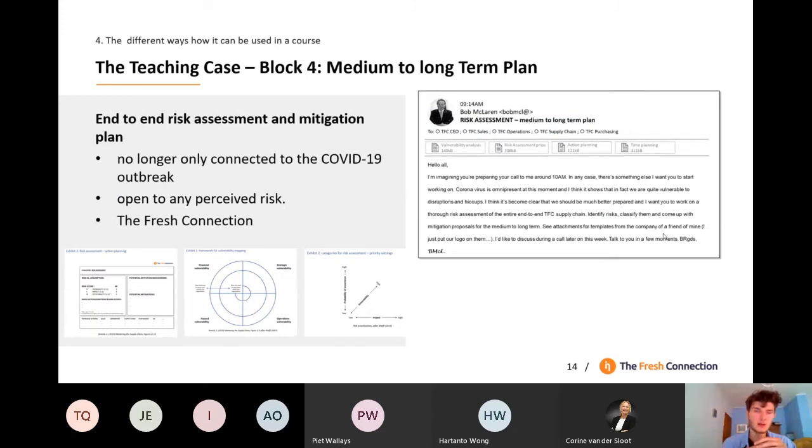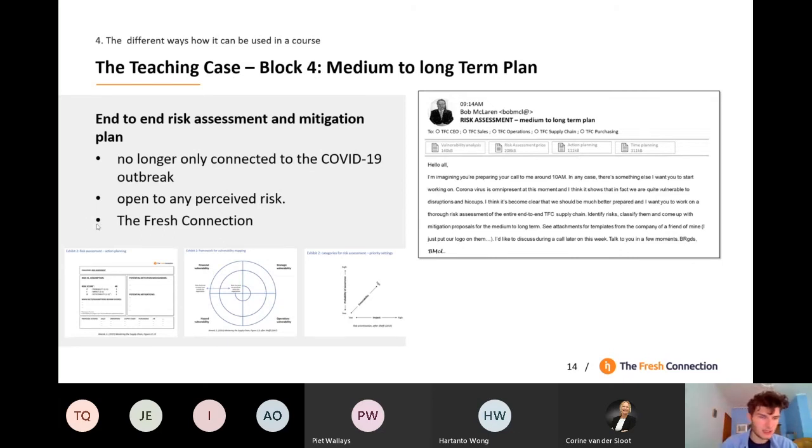And the fourth block is more about the medium to long-term plan. The CEO is approaching you and saying, I know the situation, we have to come up with solutions for the short term, but this problem has been created because of something, and we don't want this to happen again in the future. So it's really an end-to-end risk assessment and mitigation plan. It's no longer only connected to the COVID-19 outbreak, but completely looking at all of the risks the company is facing. So the learning outcome is really to think about the medium to long-term risks and develop a broader perspective on those.